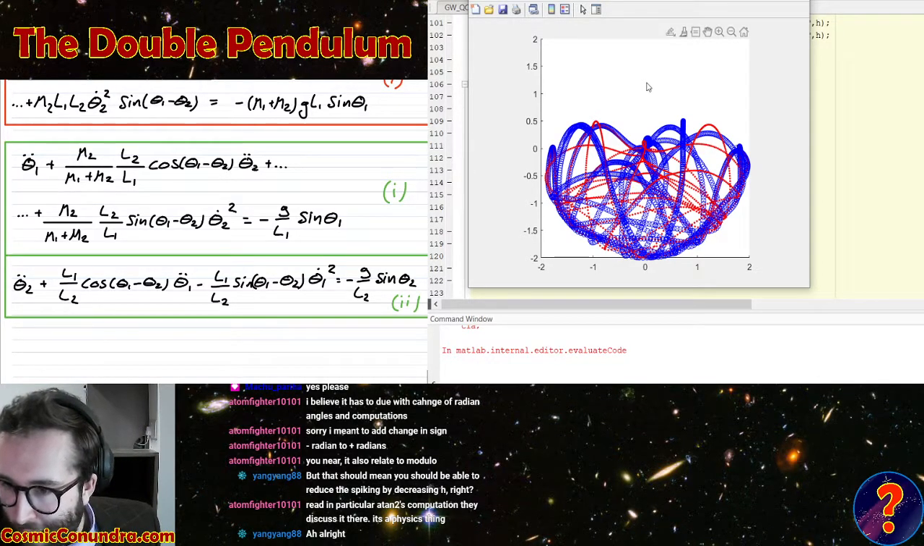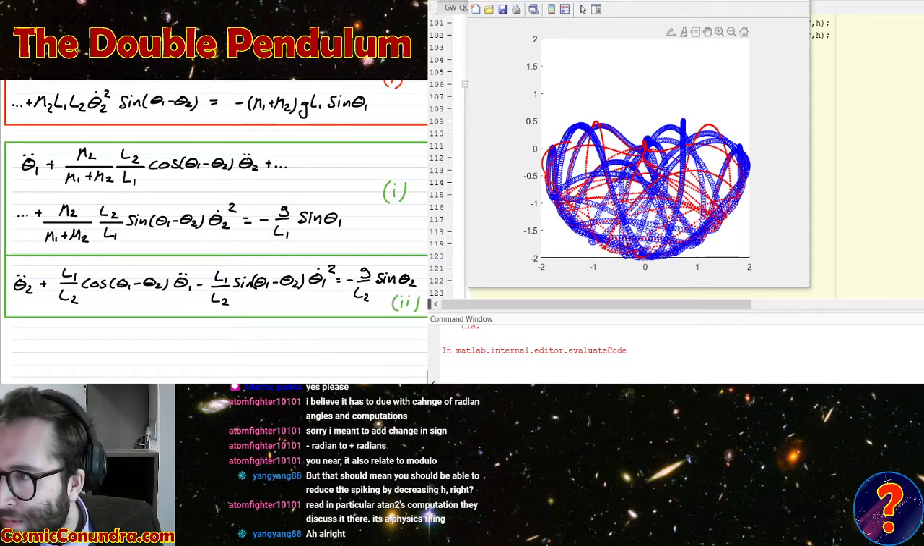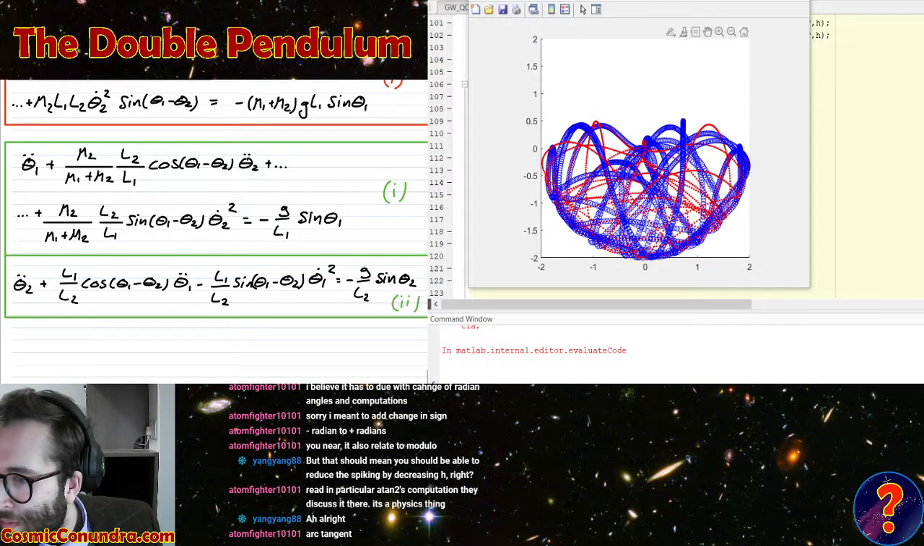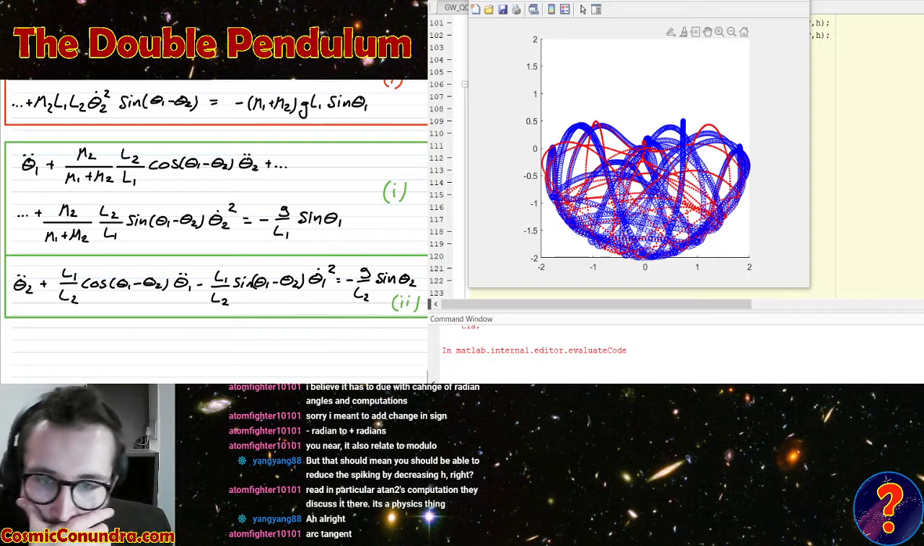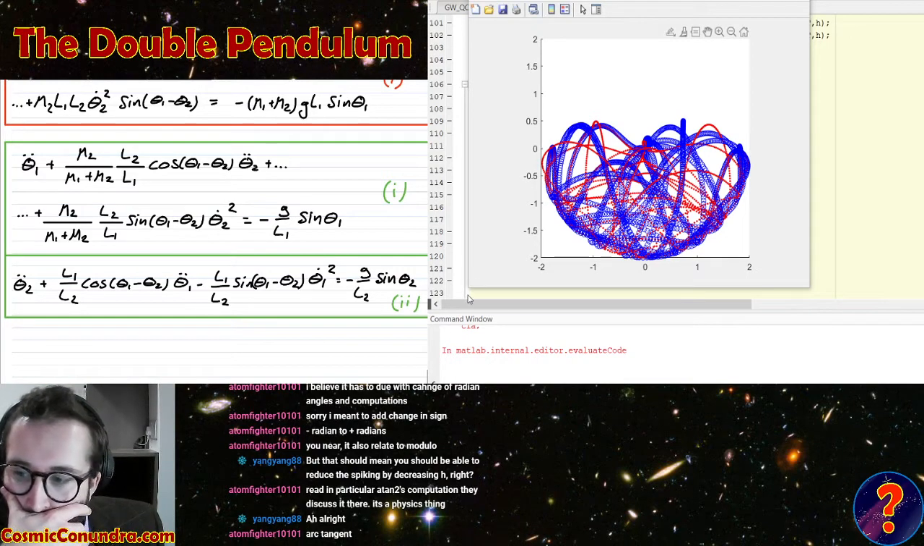Read in particular Atan 2's computation. They discuss it there. It's a physics thing. What is Atan 2? Oh, arctan 2. Two argument arctangent. Okay, I'll take a look at that. Right, I wasn't sure what that function meant. Interesting. Okay, I will do that.